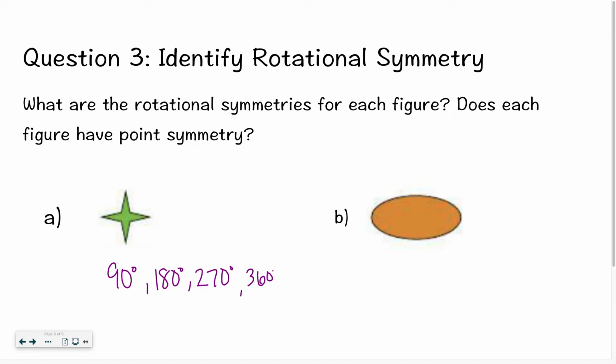Go ahead and take a look at letter B. Hopefully you saw that the only time it had rotational symmetry was at 180 degrees. So this has 180 degree or point symmetry.